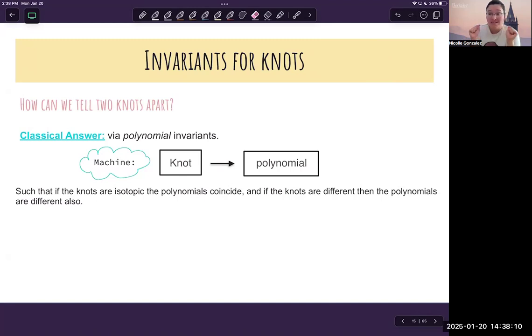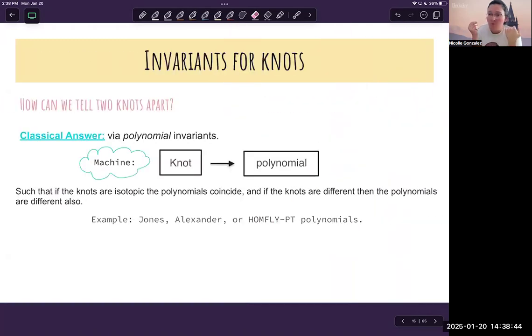However, if the knots are different, which is to say there's no way that I can take this knot and wiggle it to become some other knot, there is no sequence of steps by which these two things can be made the same, then I want my machine to spit out different polynomials, right? So you want to think about this machine, this polynomial invariant, as a sieve, essentially. It distinguishes the knots if they're different, or if the knots are the same, it tells you these knots look different, but they're secretly the same because the polynomial is exactly the same.